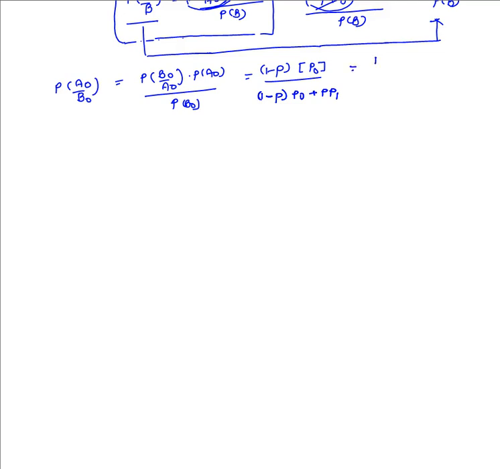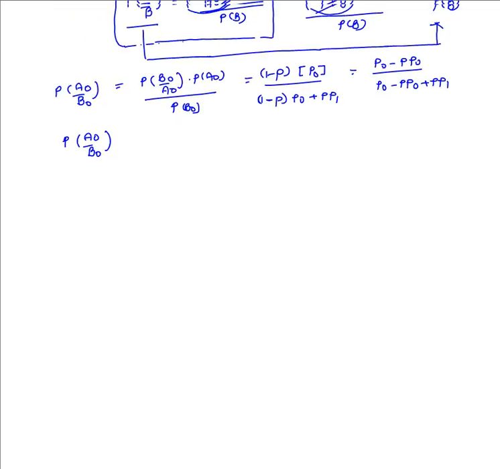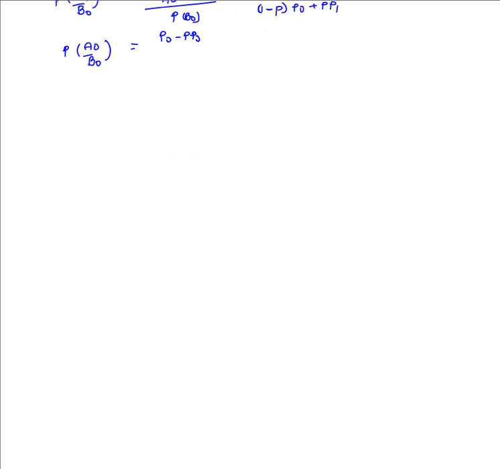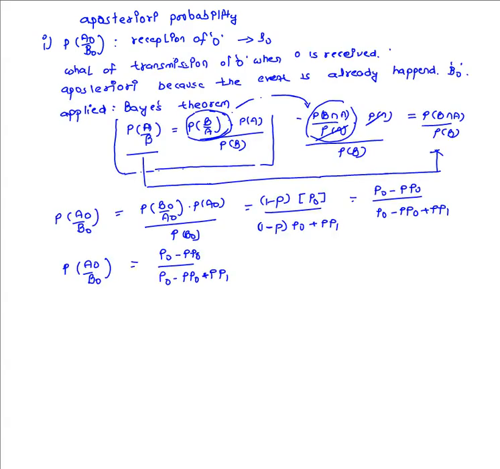So this can be written as P naught minus PP naught, simply expanding the brackets, divided by P naught minus PP naught plus PP1. So this is simply given by P of A naught divided by B naught. The a posteriori probability is solved and the resultant expression is P naught minus PP naught divided by P naught minus PP naught plus PP1.